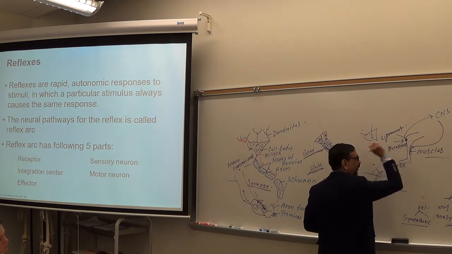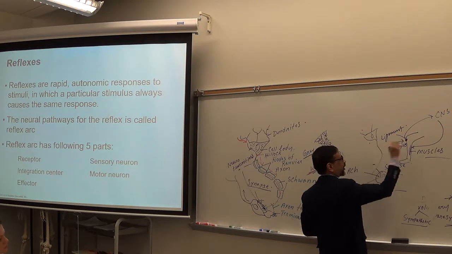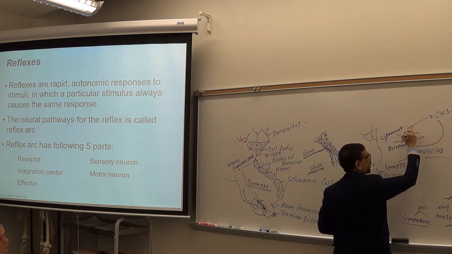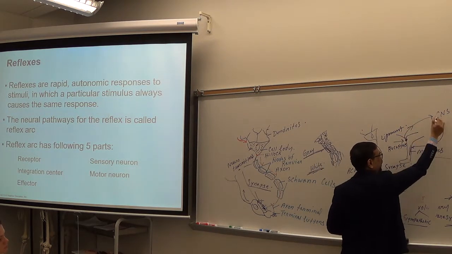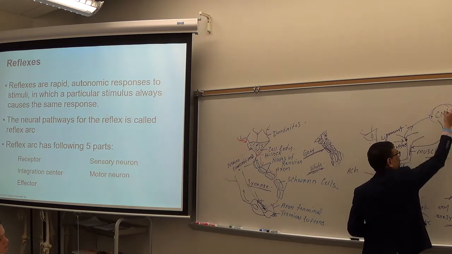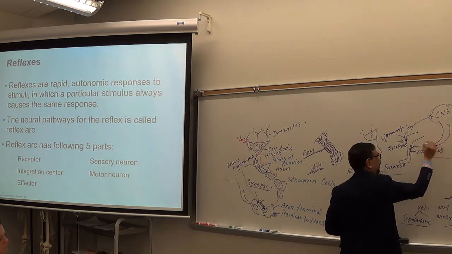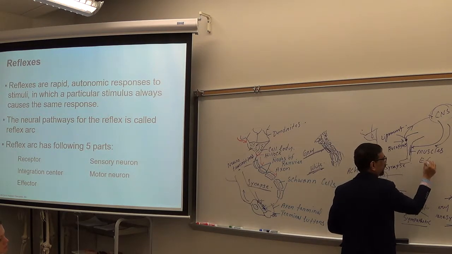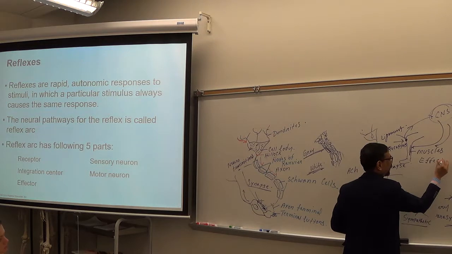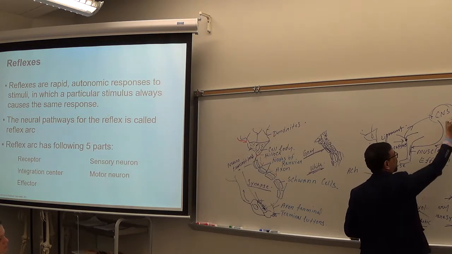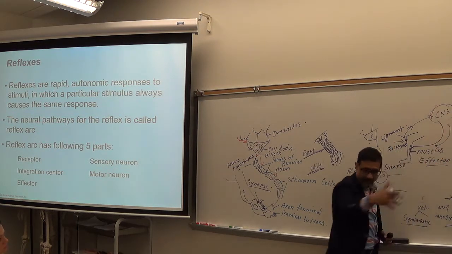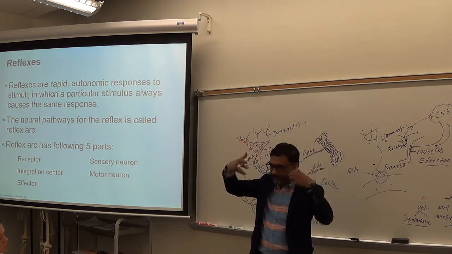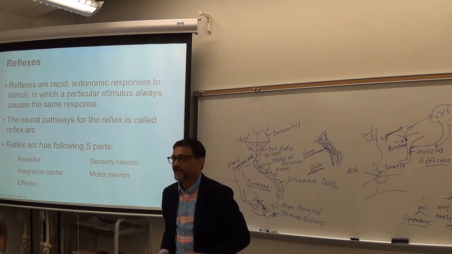Receptors are activated by pressure, and this is sensory input. Here is integration, you already know, then motor output, and the muscle is the effector. Which one is the integration center? The central nervous system integrates, right? We have talked about that.